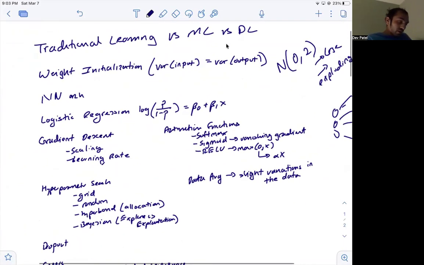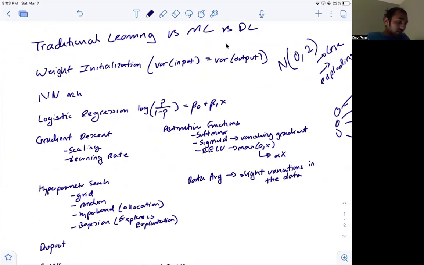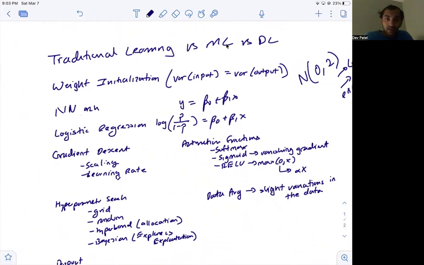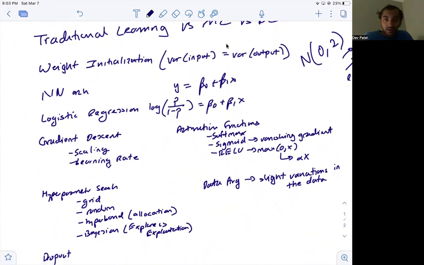Logistic regression is akin to linear regression in the sense that instead of having just y equal to beta 0 plus beta 1x, we actually have the log odds equals beta 0 plus beta 1x.